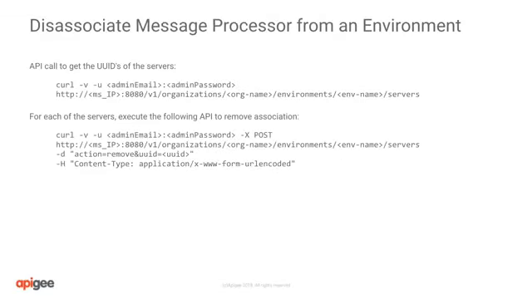If you're decommissioning or moving resources, you may need to disassociate a message processor from an environment. Firstly, you can obtain a list of all server UUIDs by making the call shown and substituting in your organization and environment name. For each UUID returned, if it matches one of the message processors you wish to remove, then use that UUID with the second API call to disassociate it from the environment.